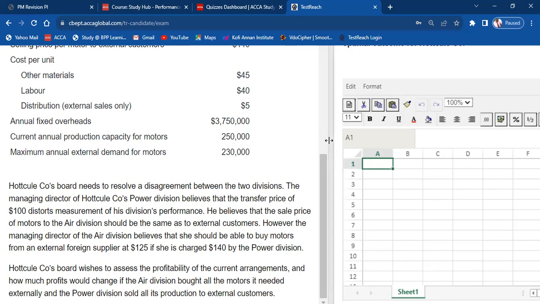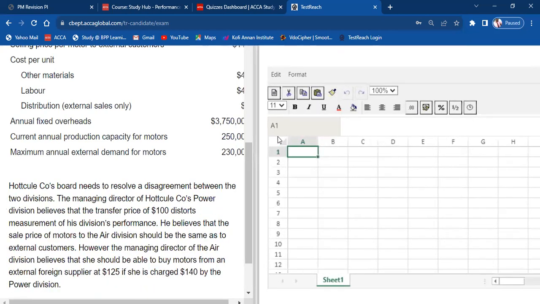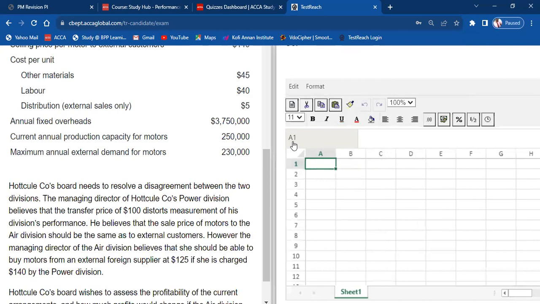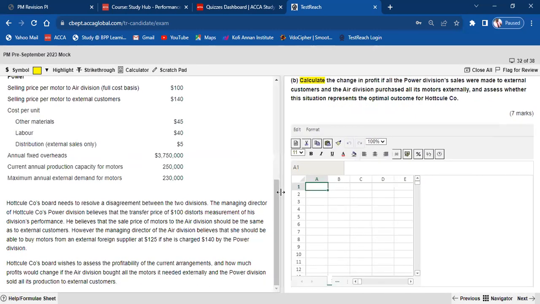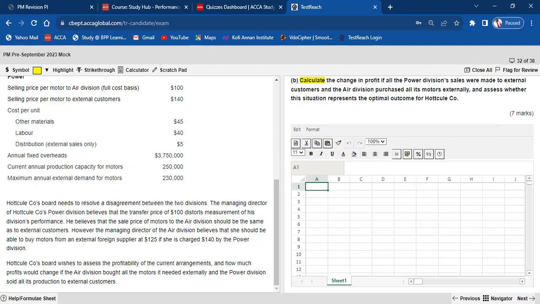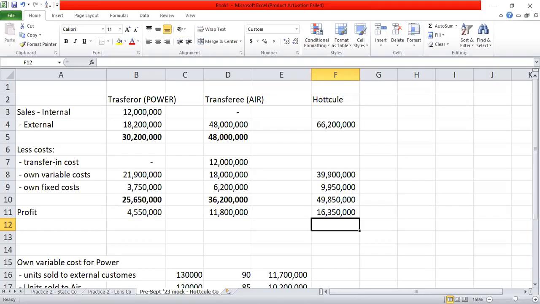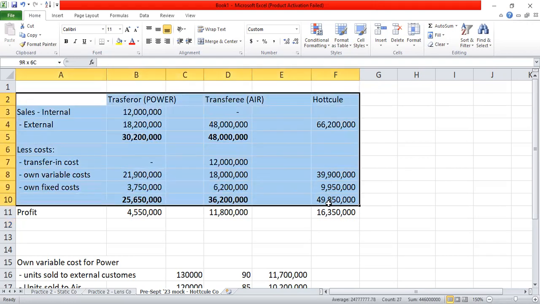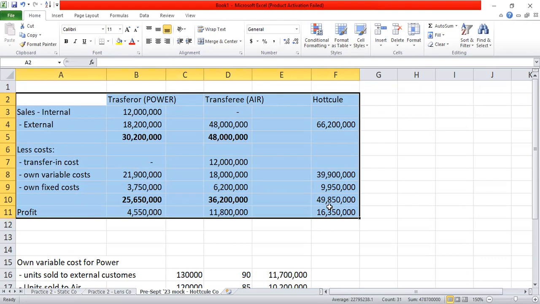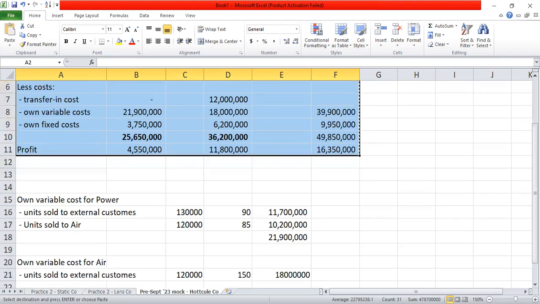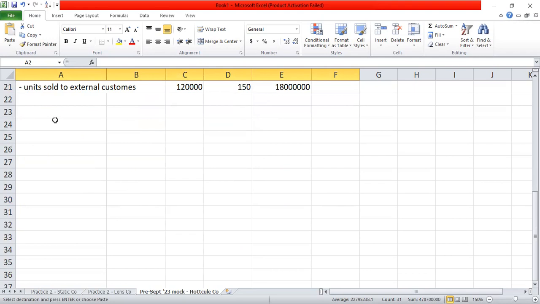Well, there could be different ways of answering this question. Let me choose the way of re-preparing the profit statement under the new condition. You can actually copy this in the exam: select and highlight, Control C to copy, Control V to paste.